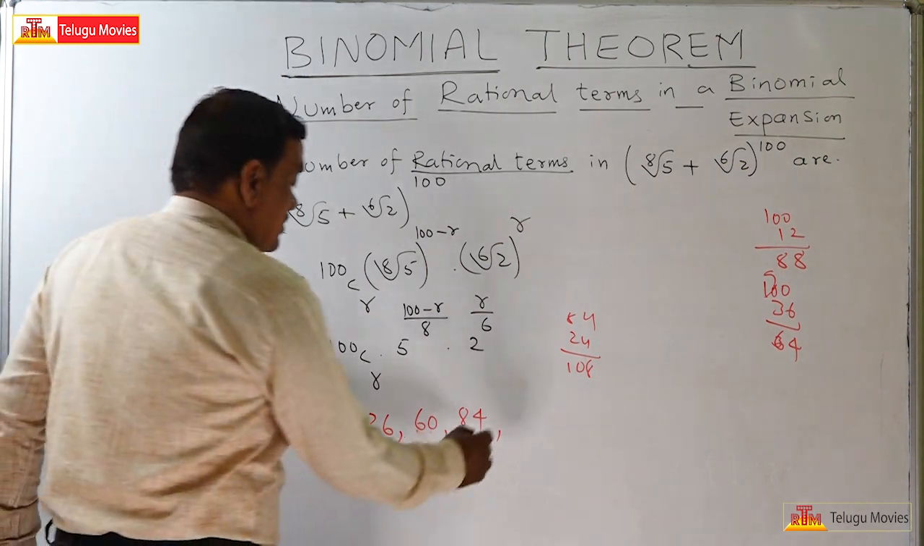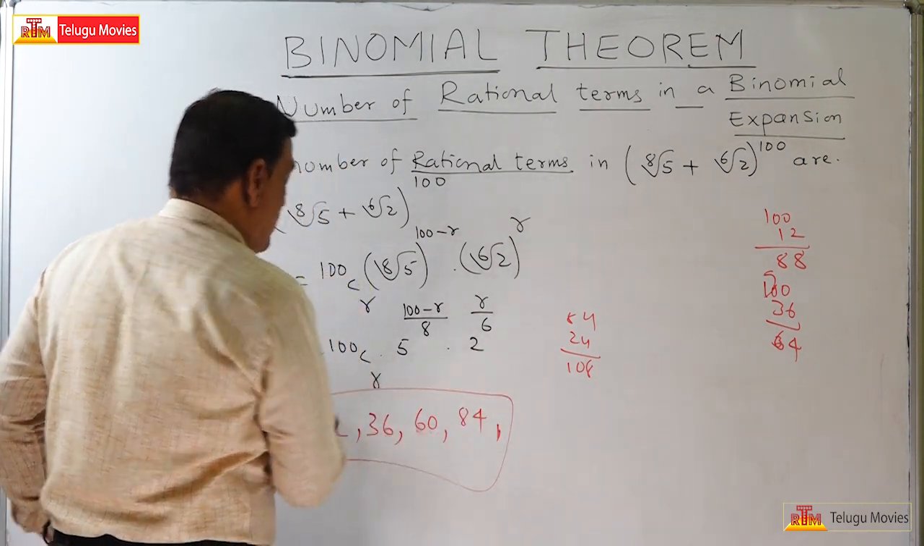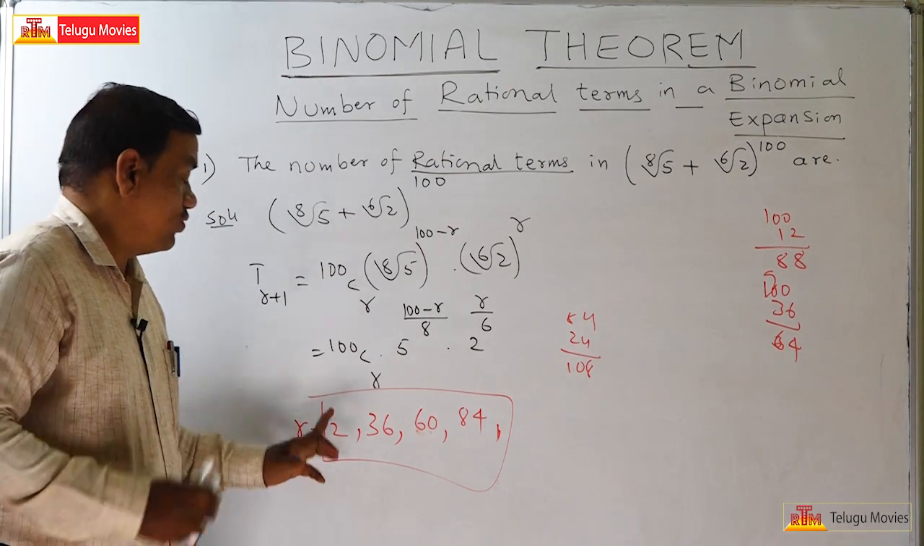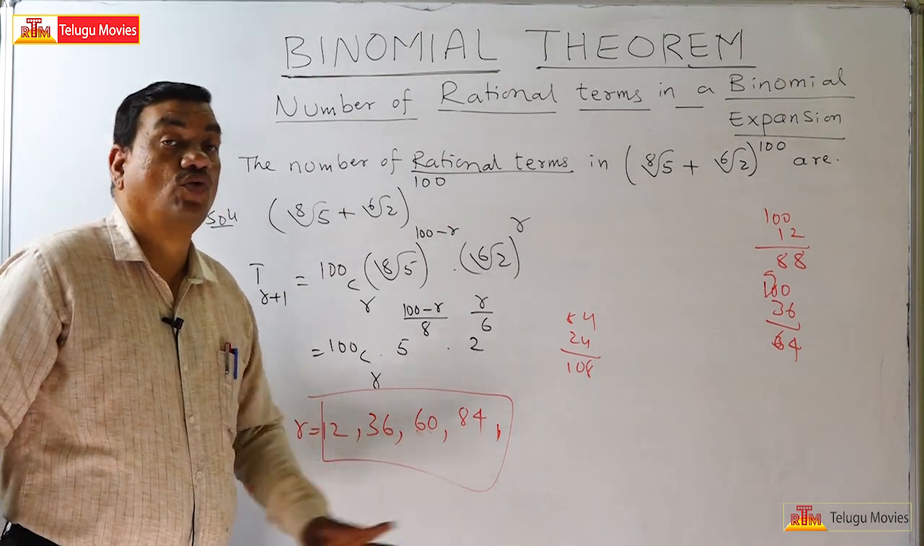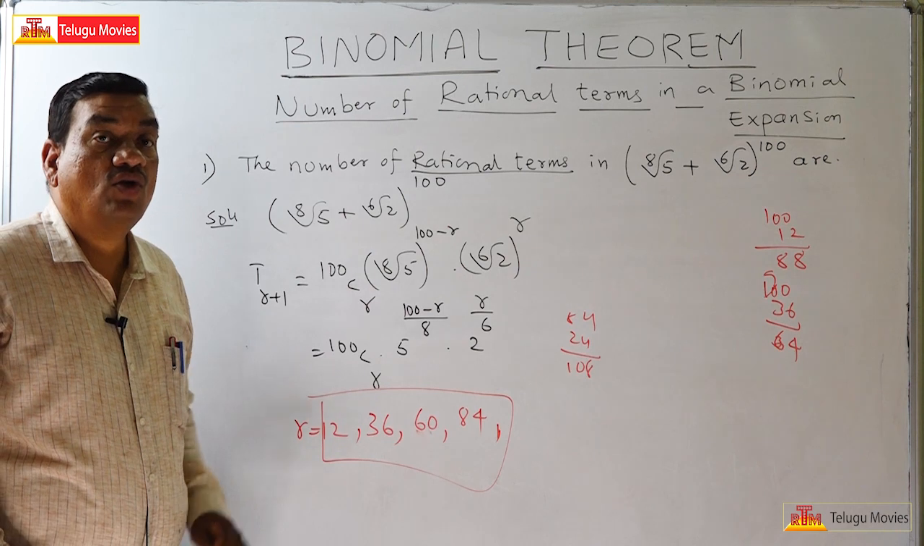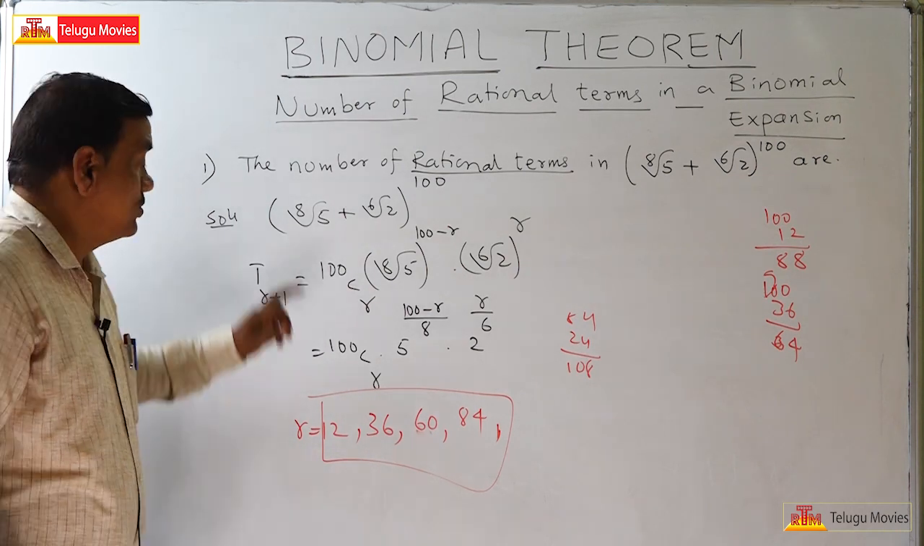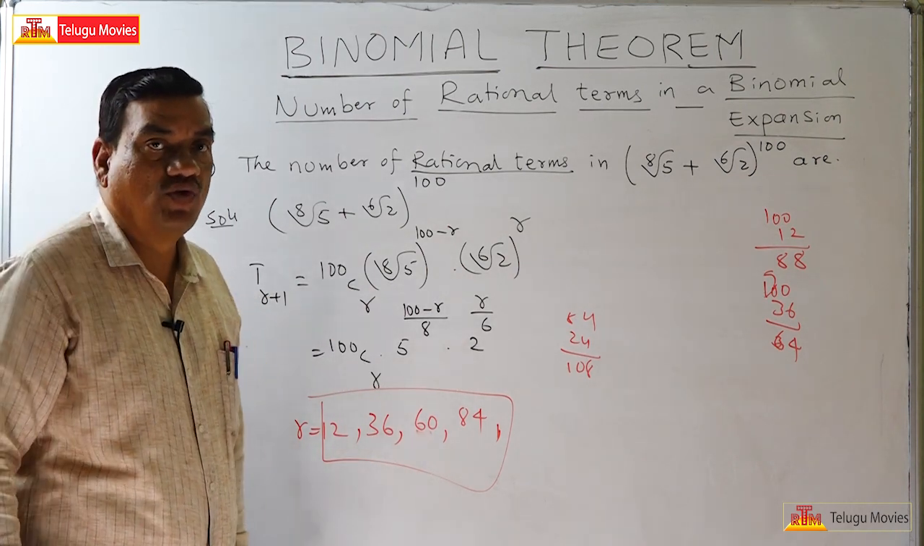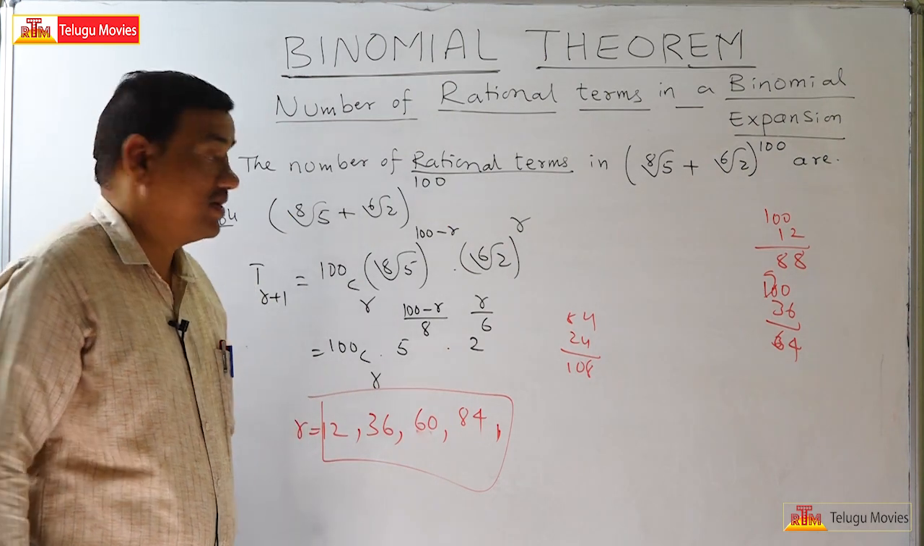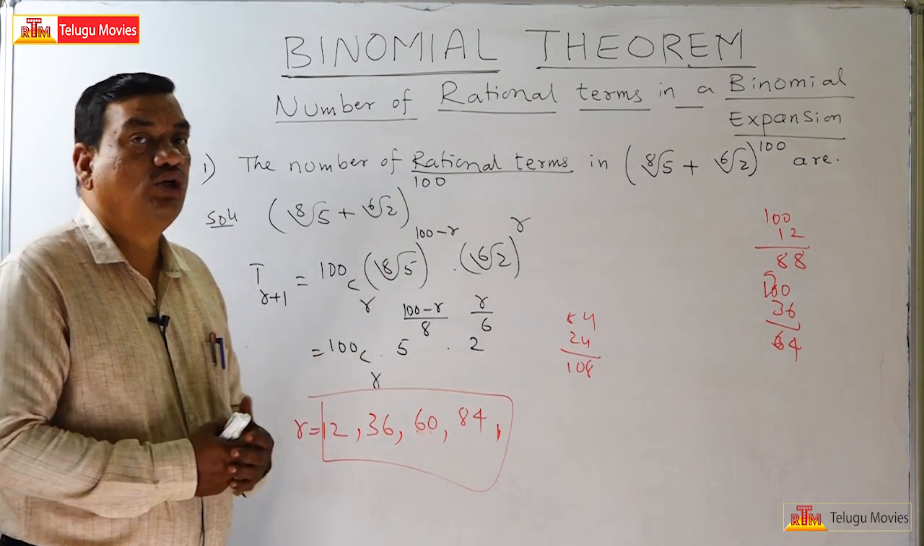Okay, so that's all only. So how many values do we get for r? That is equal to 1, 2, 3, 4. For 4 values, you will get rational numbers. For 4 values, you will get rational numbers. That means you have to verify.